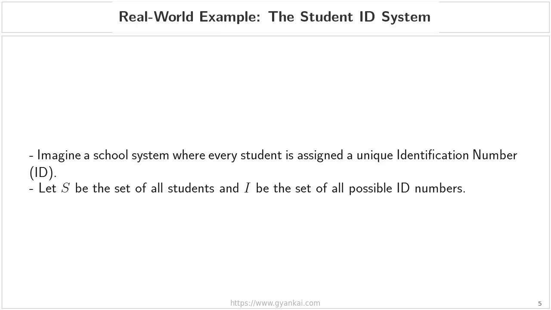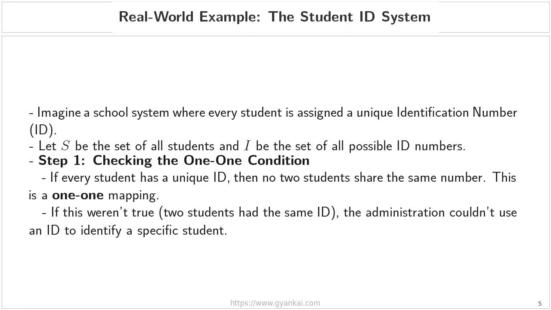Real-world example, the student ID system. Now that we have established the theoretical foundation of the bijectivity theorem, let us apply these concepts to a real-world scenario to make them more intuitive. Imagine a school system where every student is assigned a unique identification number, or ID. To frame this mathematically, let us define S as the set of all students, and I as the set of all possible ID numbers. First, let us examine the 1-1 condition.